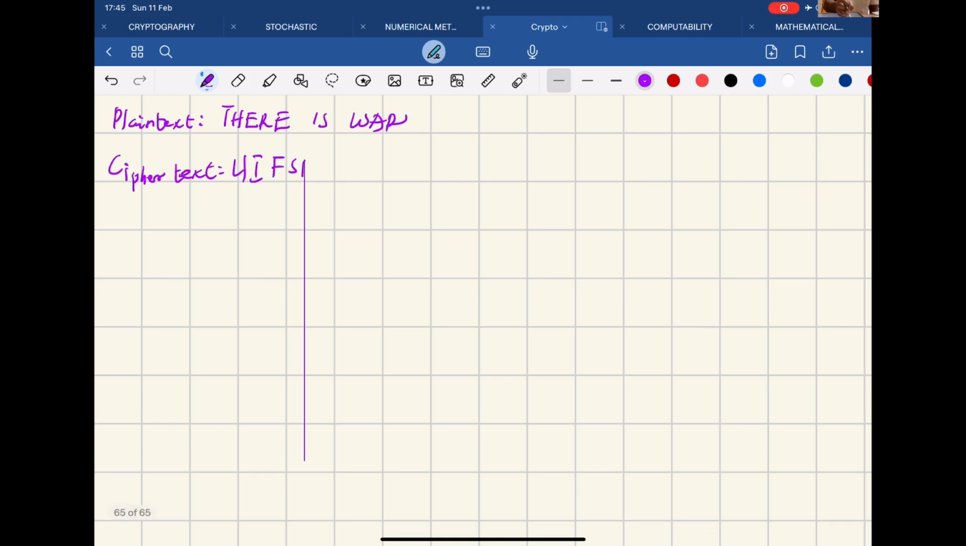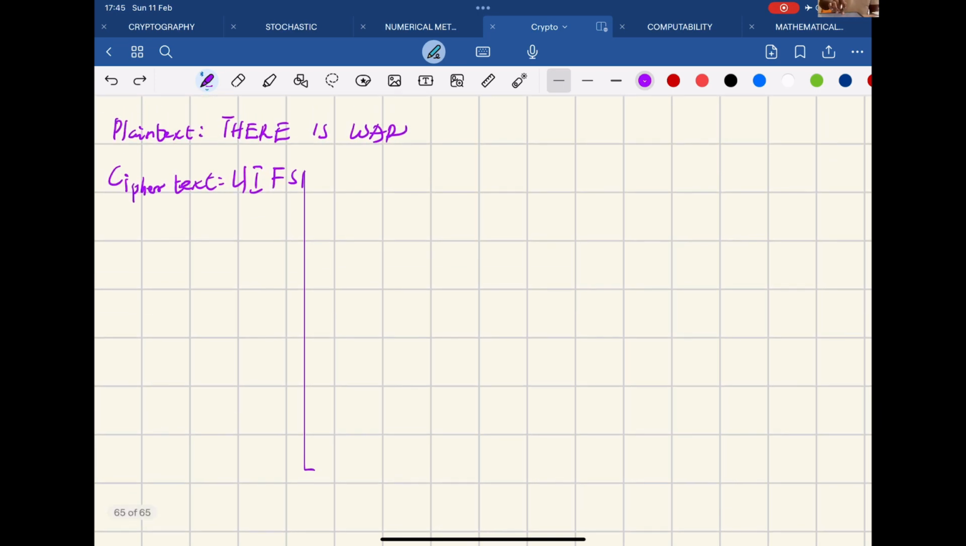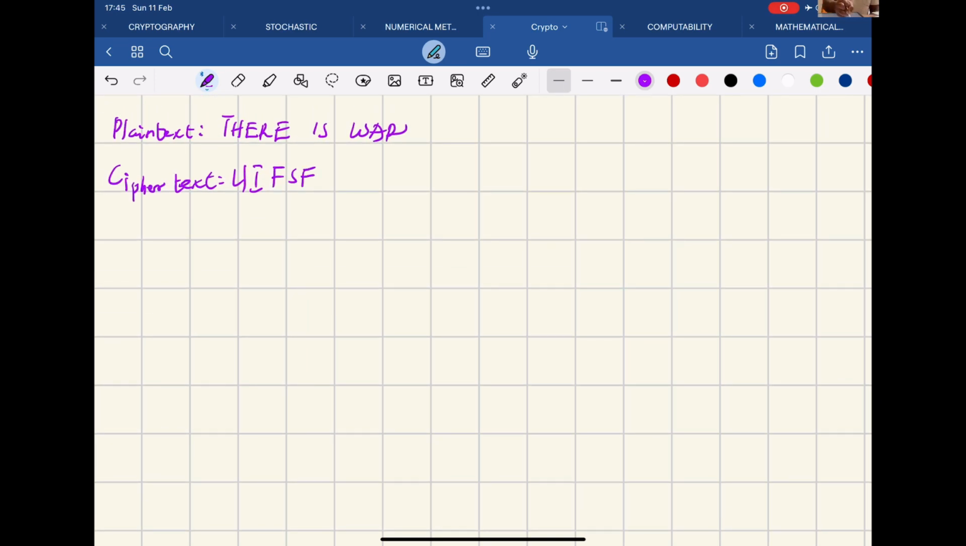UIF SF JT XBS. So now instead of sending "there is war", he's going to send UIFSF JTXBS. If he is to send it to whoever he wants to send a message to, and the person looks at this, he can't read the cipher text because it doesn't make sense. If you do not know the key, it's not going to make sense to you.